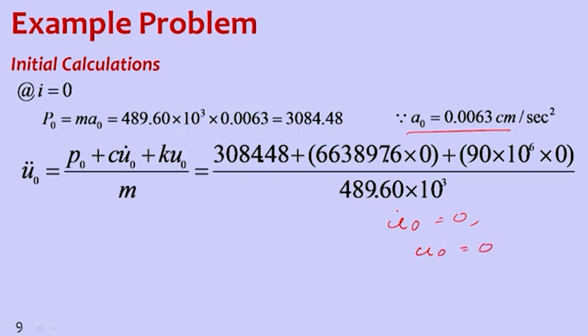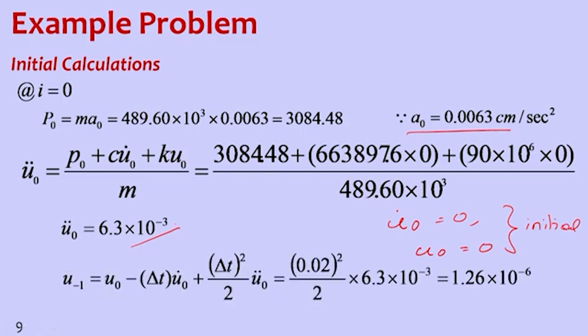So these two values, the initial conditions, are 0. Initial conditions are assumed before we start the problem. So calculating the initial acceleration, we got around 6.3 into 10 to the power of minus 3.